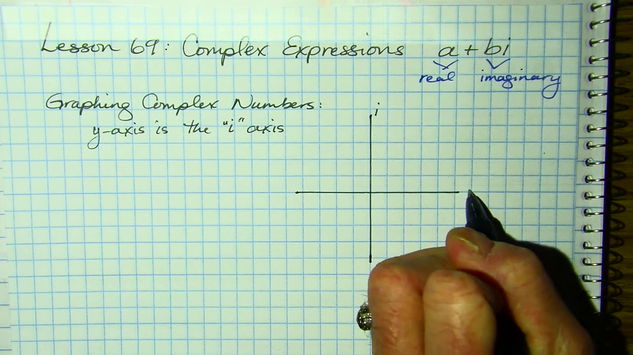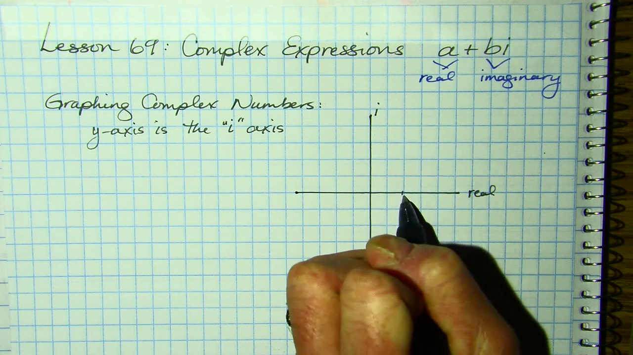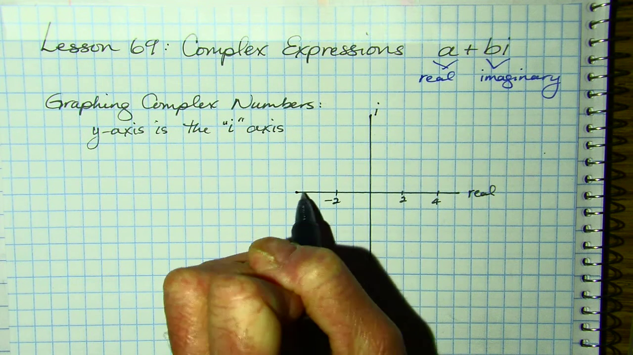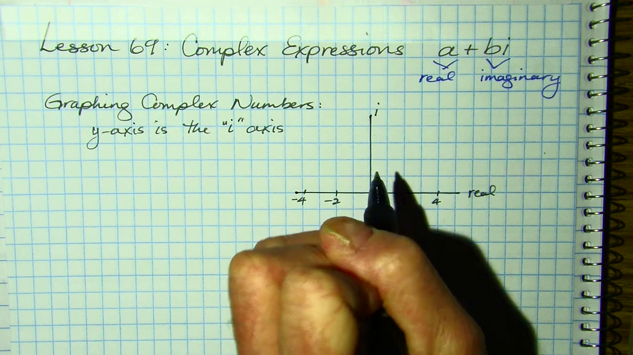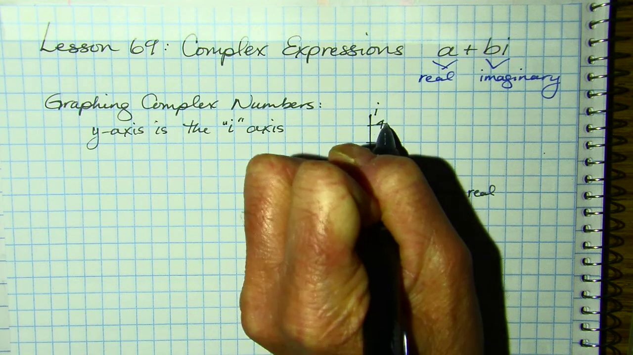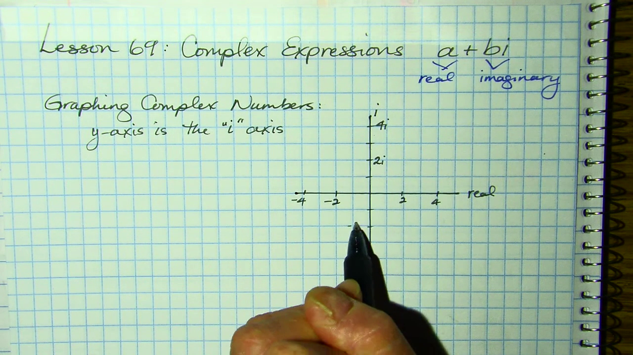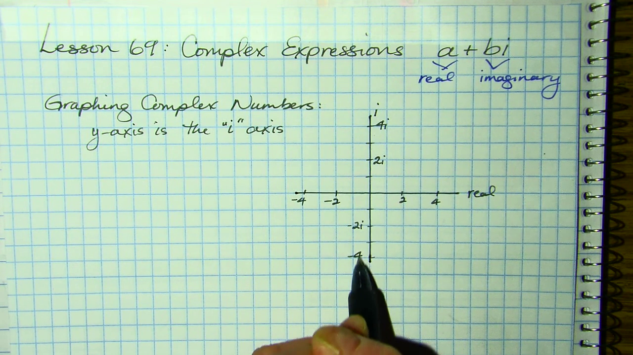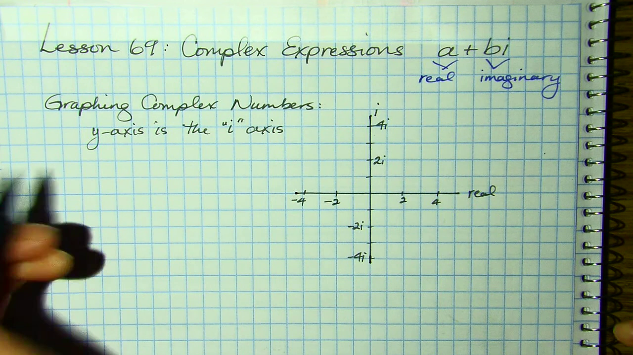So here's my real, and so let's say I have 2. You would label it the same, so 2, 4, and on the left is -2 and -4. And on the I-axis, this is 1i, this is 2i, 3i, 4i, and so on above. Below, -1i, -2i, -3i, -4i. All right, so let's practice graphing.